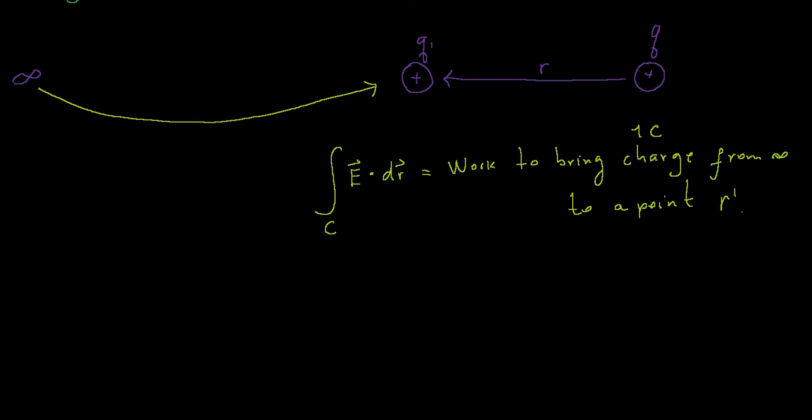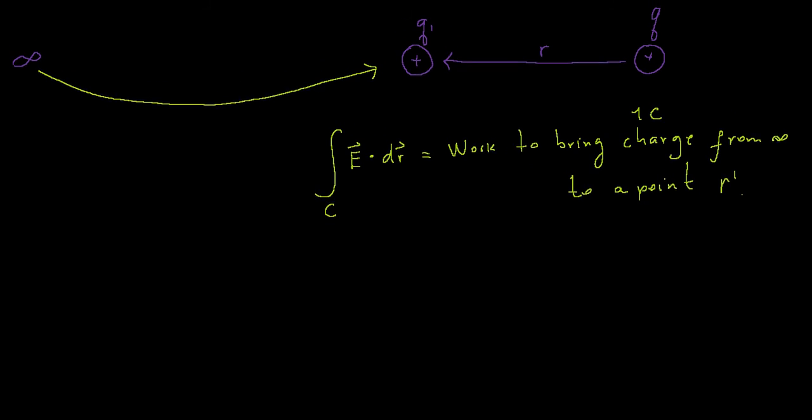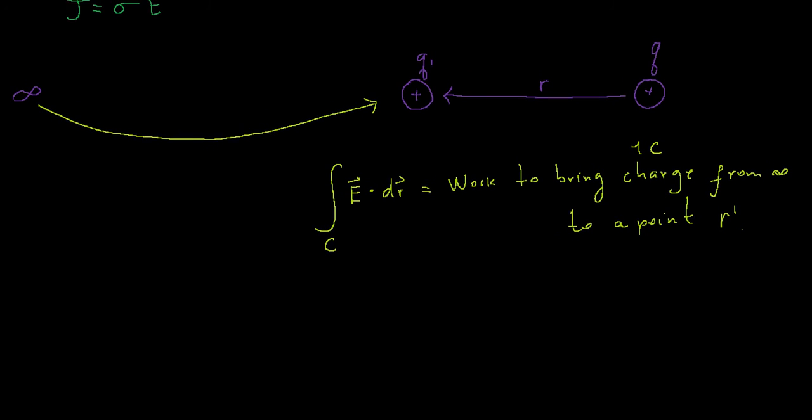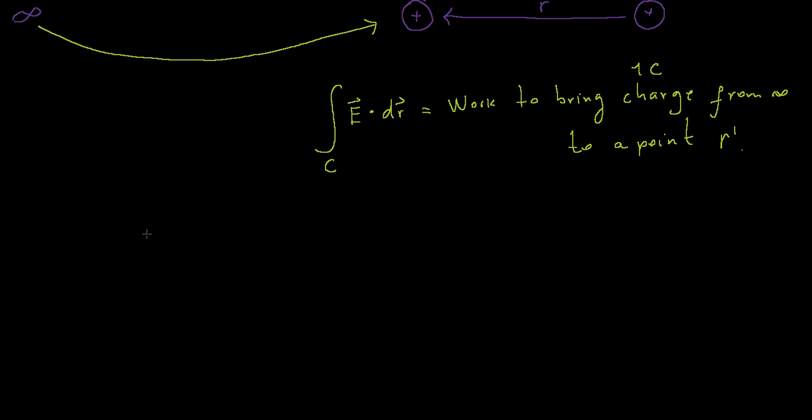So if we do this, then we'll know the voltage between these 2 points, and we'll know the amount of work. Now we want to do this for a conductor. We want to bring the charge from one point in the conductor to another one, and the amount of work that we do is going to be equal to the voltage.